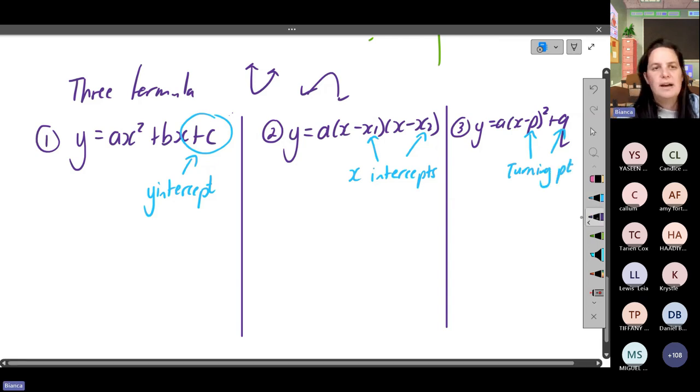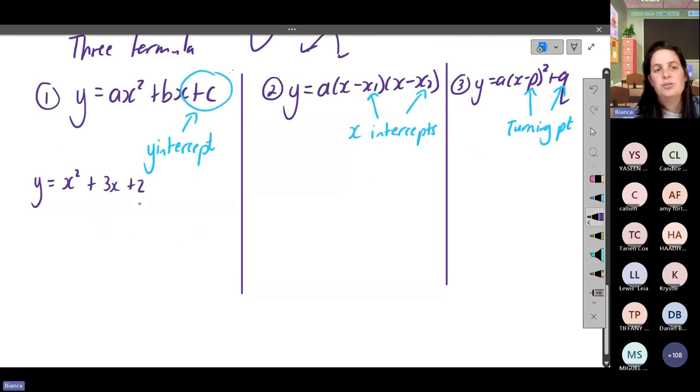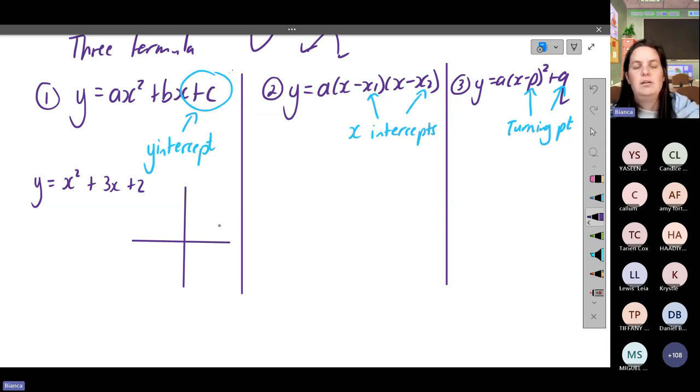Okay, so if I had to give you an example like this, y equals x squared plus 3x plus 2, and I asked you to sketch this one. If you see a positive 2 there, if you see it in this form, they've given you the y-intercept. So whenever you're drawing a parabola, another name for parabola is a quadratic function.